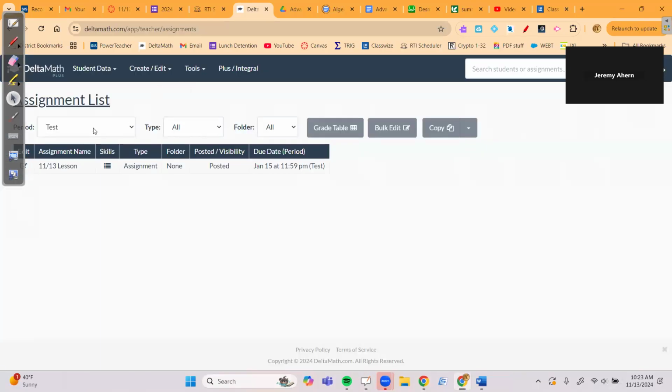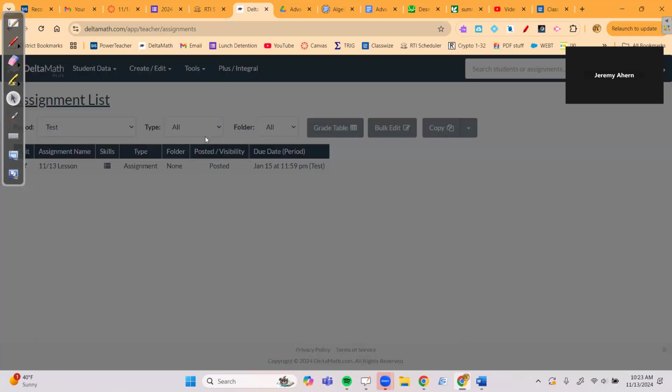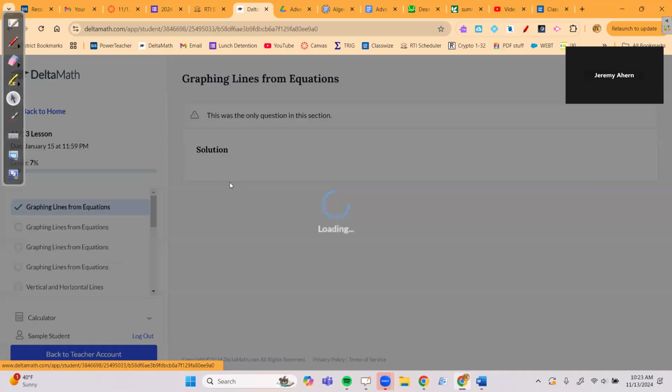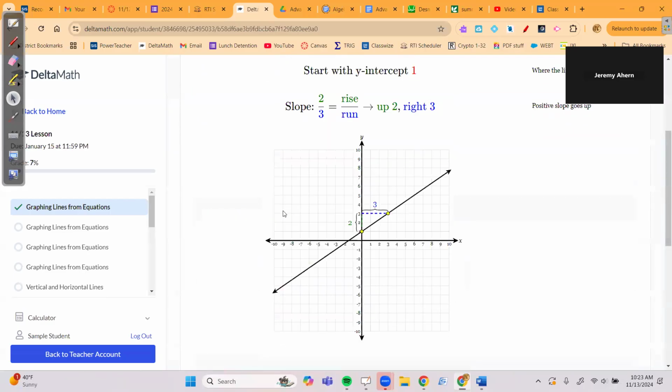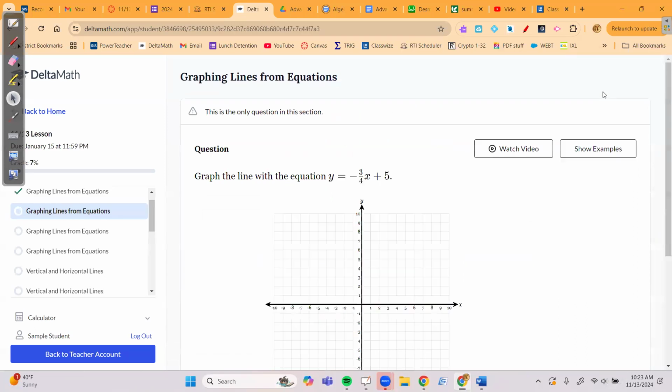Let's see. There's a way for me to do this. Let's see. Sample student page from this class. Why is this thing in my way? There we go. Next section.